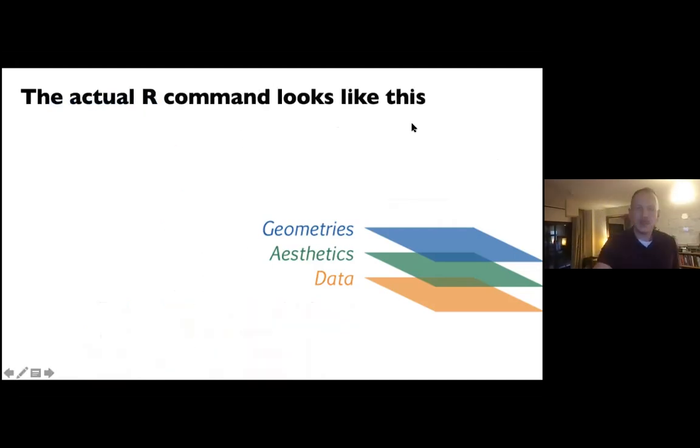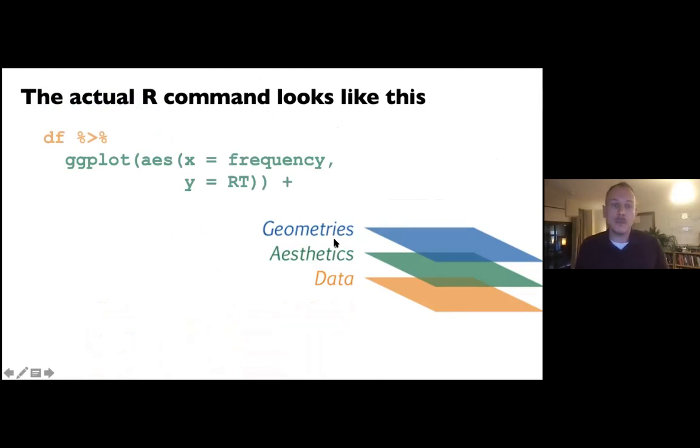Okay. So what's nice then, the actual R command would look something like this. I'm taking the data frame object and piping it to the ggplot function. You now know this. I'm taking the spreadsheet and sending it to the next function. And this aes stands for aesthetics.